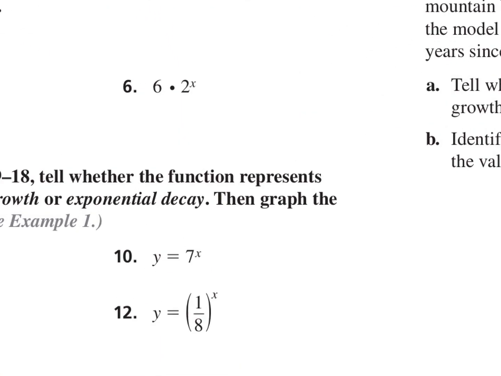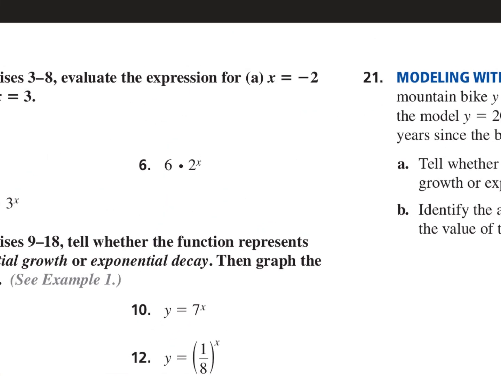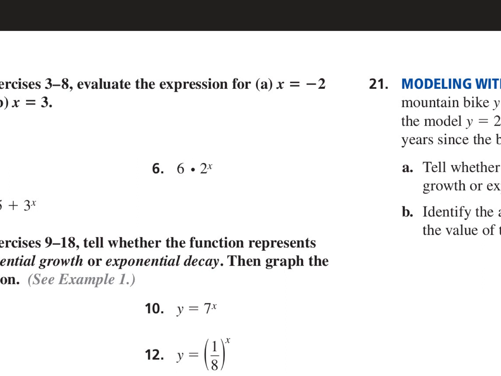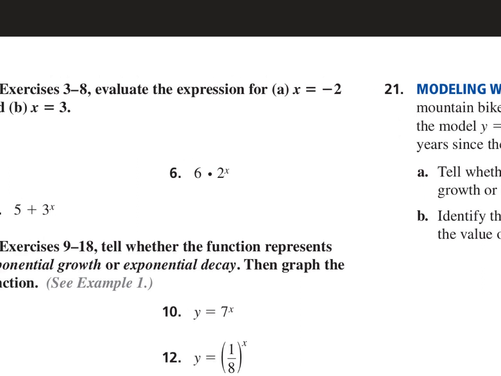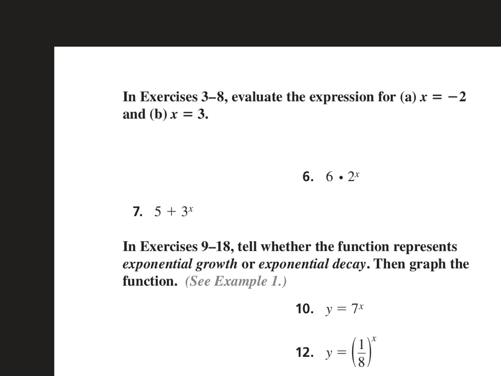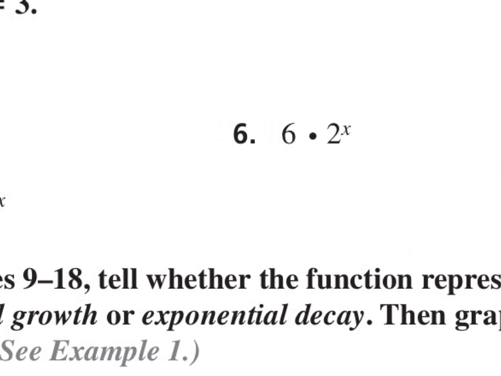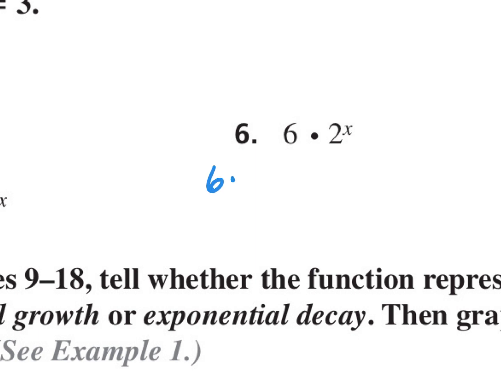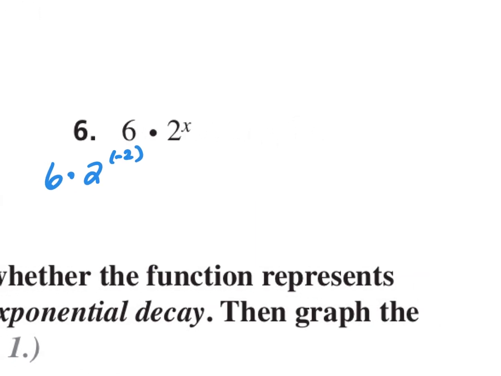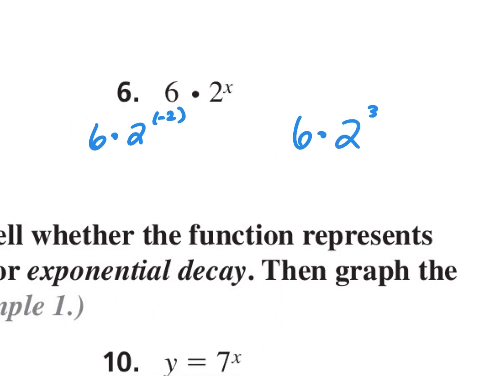If you look at number 6, what does 6 say? 6 times 2 to whatever power, right? So if we're going to evaluate using x is -2, we're going to evaluate using x is 3. We'll do it 2 ways. So I have 6 times 2 to the -2 power, and I have 6 times 2 to the 3rd power, correct? Everybody with me?